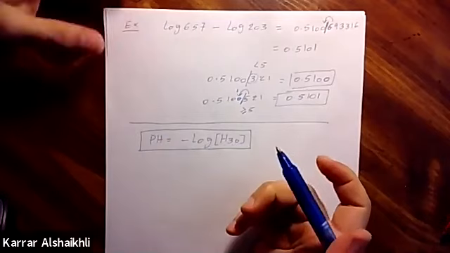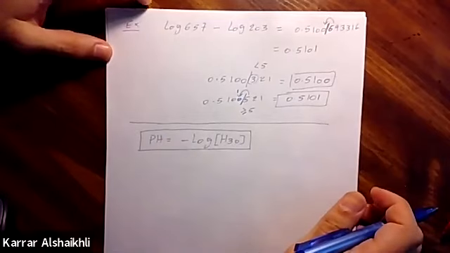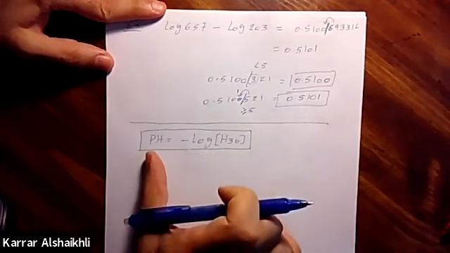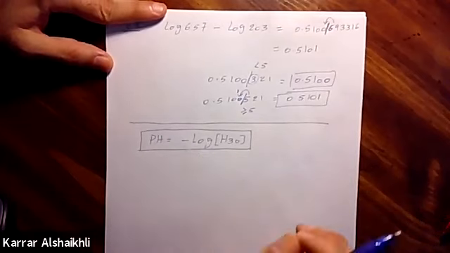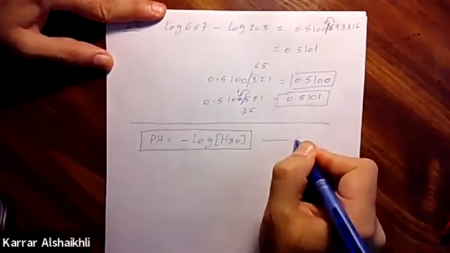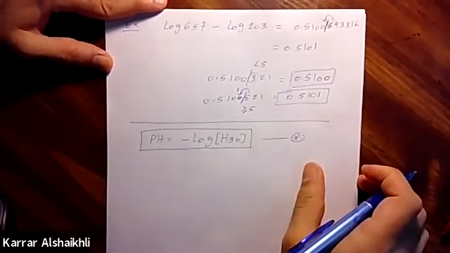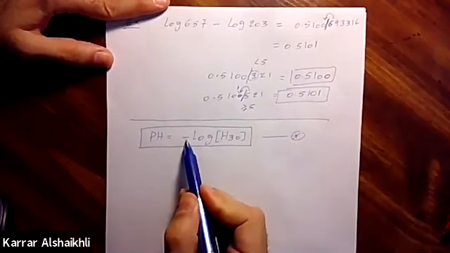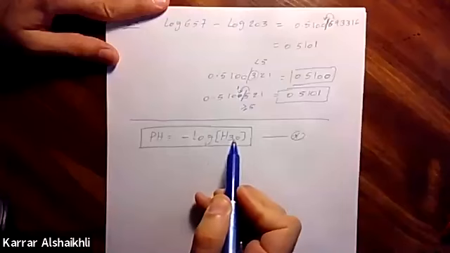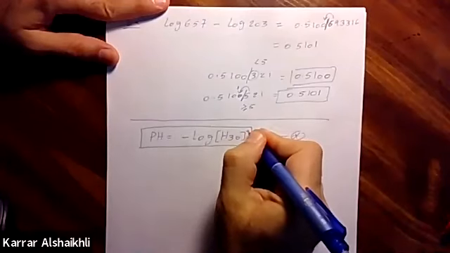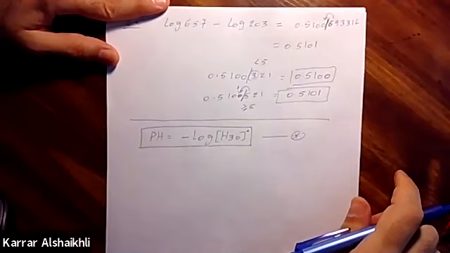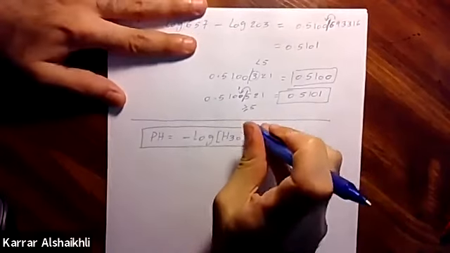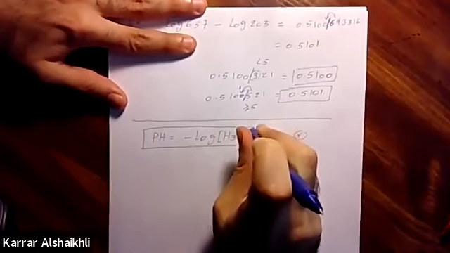They're going to give you how much the H3O is, or they're going to give you the pH, and you need to find what they ask you to find. So first, here's the formula, pH equal negative log H3O. And there is a small plus here, it doesn't affect anything. It's with the H3O. So don't worry about this plus.